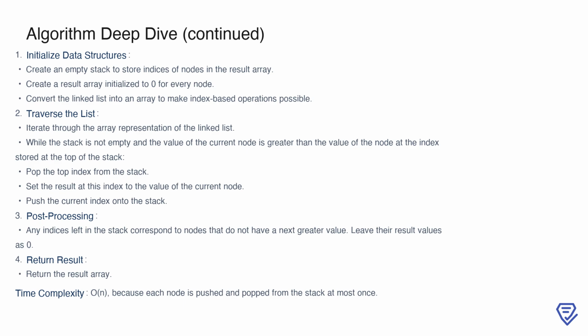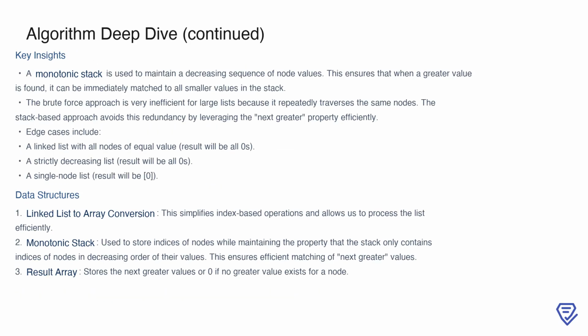This ensures each node is processed at most twice, once when it's pushed and once when it's popped, making the time complexity O(n). After processing all nodes, any remaining indices in the stack correspond to nodes without a next greater value, so their result values remain 0. Finally, we return the result array.